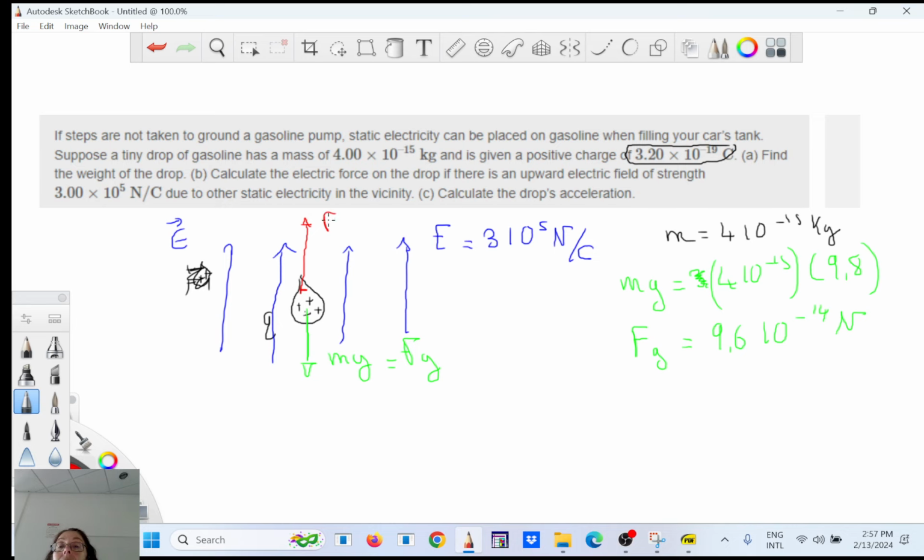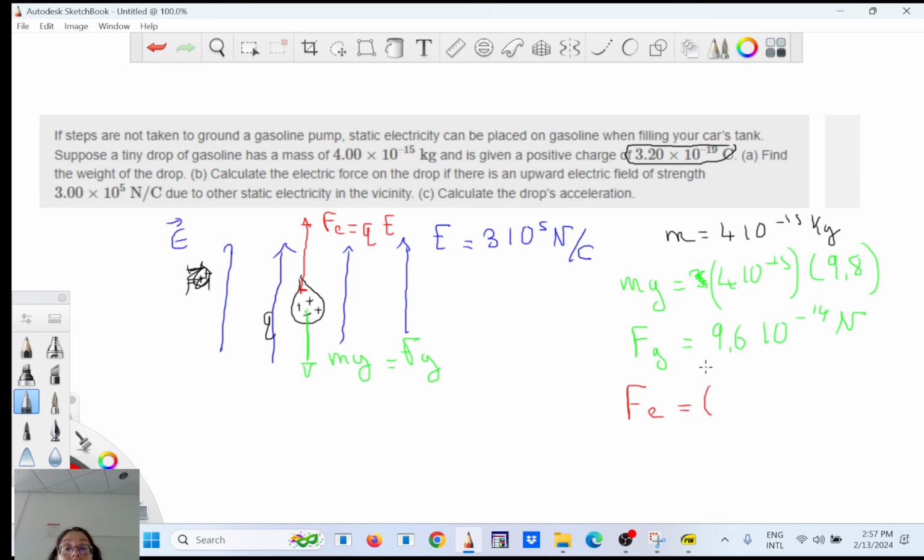Okay? What's the electric field? Force. The electric force will be QE, because the electric field is a force per unit charge. So I have a charge Q. The electric force will be QE. So that will be your electric force, yes?